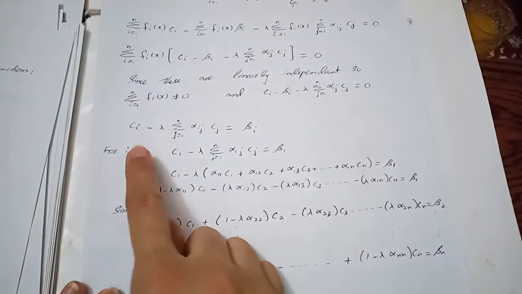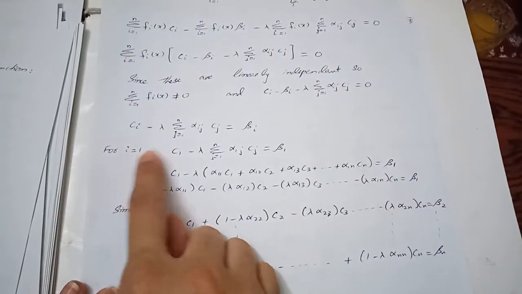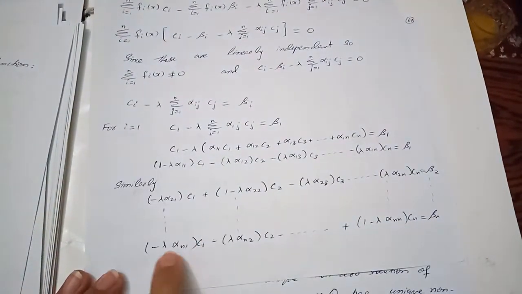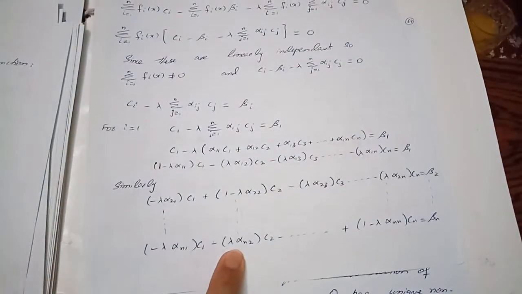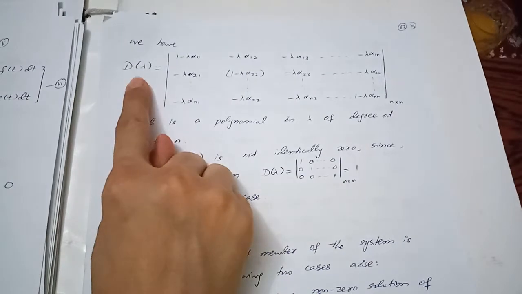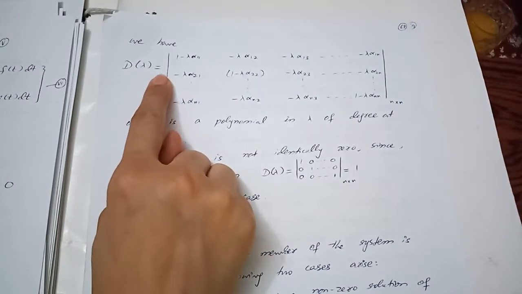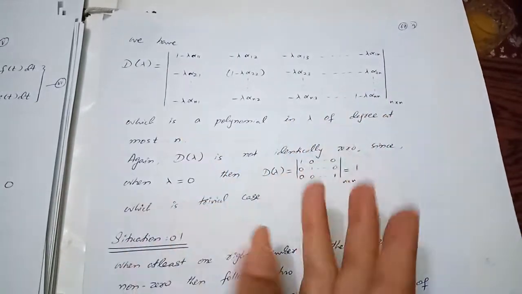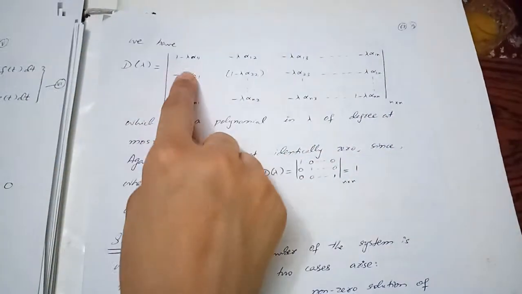Similarly, write it for i equals 2 and then expand it the same way. And then write it for 3 and then write it for n. So we got a system of equations like this. After getting the system of equations like this, we can write D of lambda, its determinant, for discussing the cases of solution.